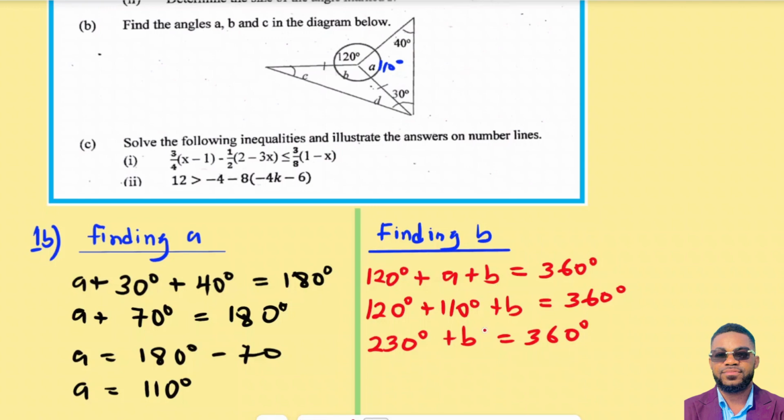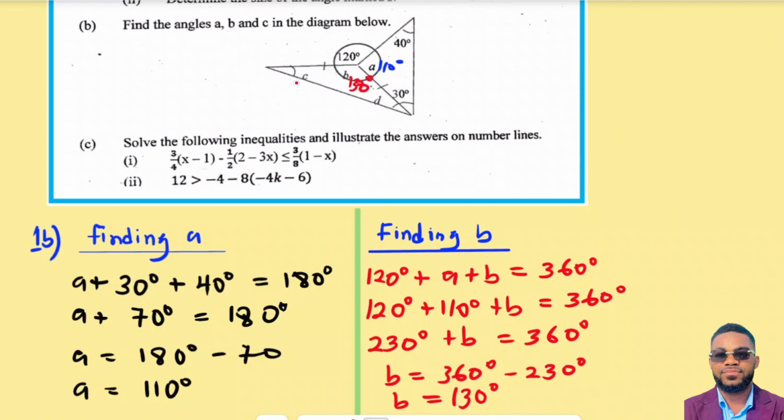Now let's find the value of B by taking 230 to this side. So B is equal to 360 degrees minus 230 degrees. So simply, we are going to get 130 degrees. So that's the value of B. So B is 130, this angle, 130 degrees.